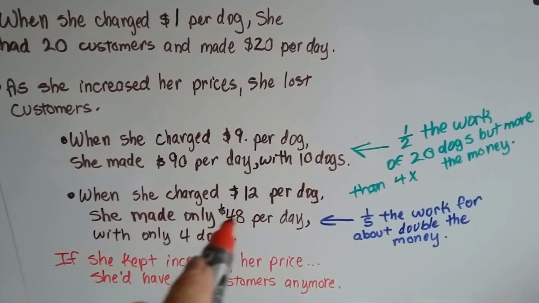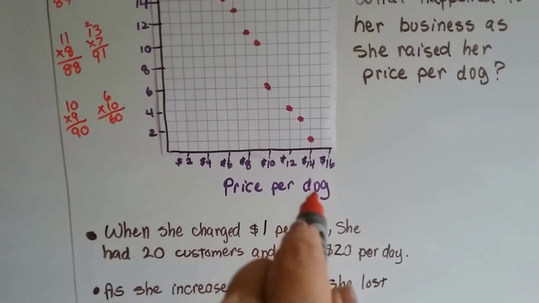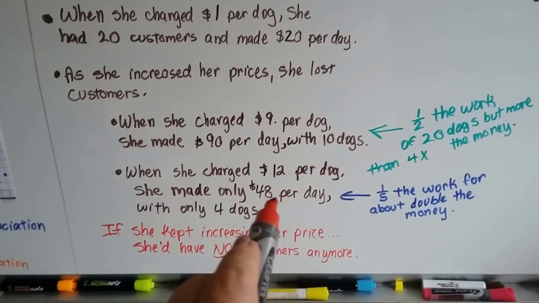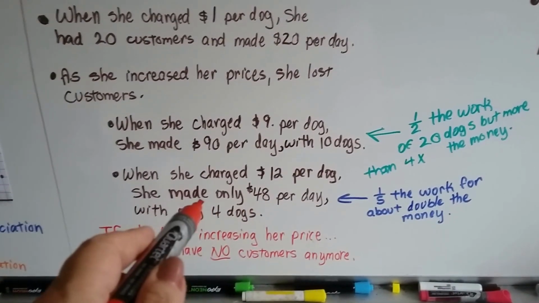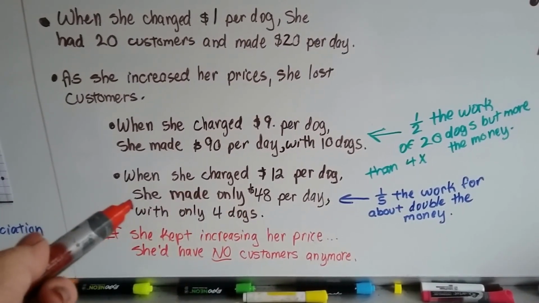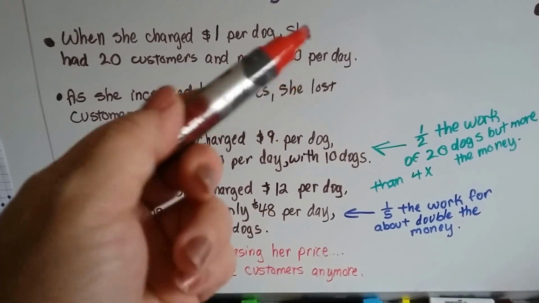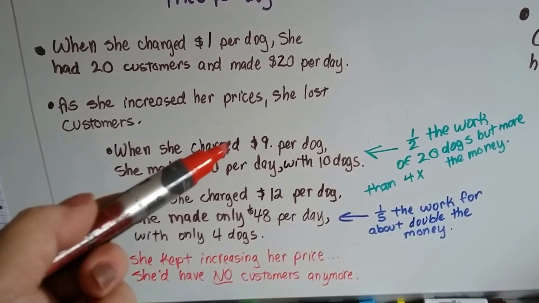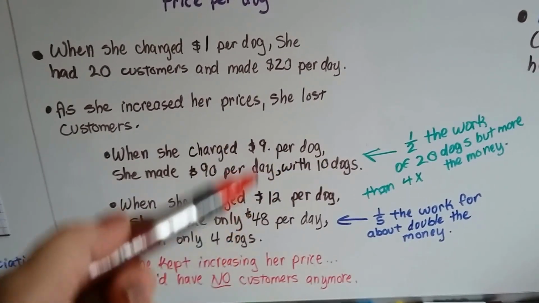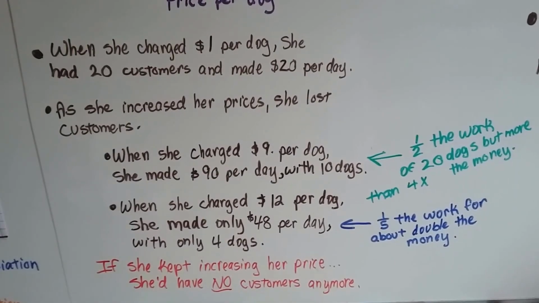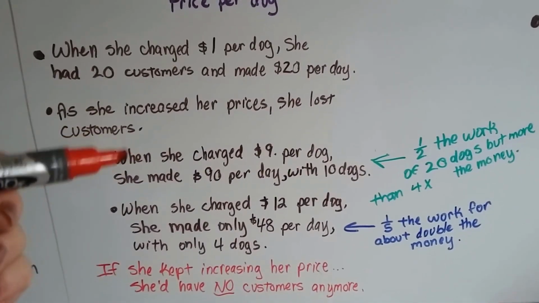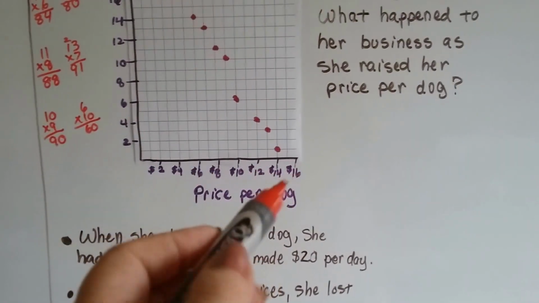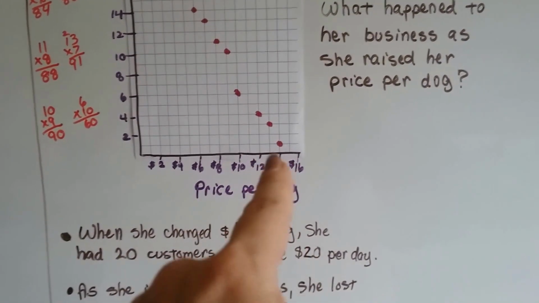When she charged $12 per day, she made only $48 because she dropped down to 4 customers. See that? So now she wasn't making as much. She was doing 1/5 of the work with only 4 dogs instead of 20. And she was making about double the money. Instead of $20, she was making $48, so it was a little more than double. When she was charging $9 per dog and had the 10 dogs, that was the tipping point. That was the best place for her to be money-wise. If she keeps increasing her price, she's going to have no customers left. If she went up to $15, she might lose that one last customer.